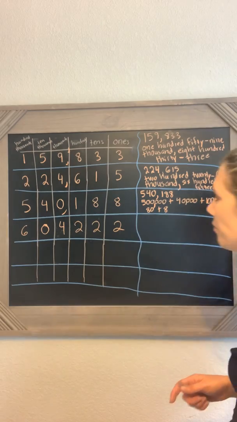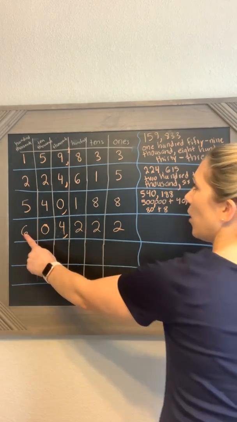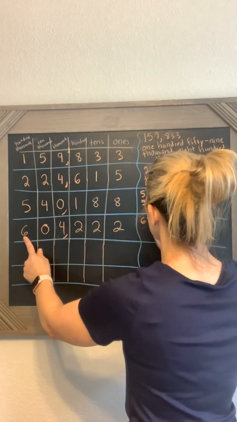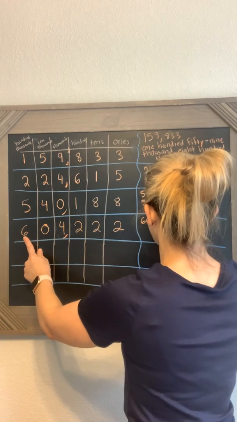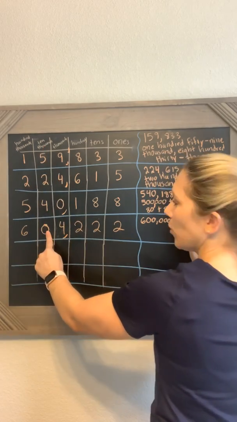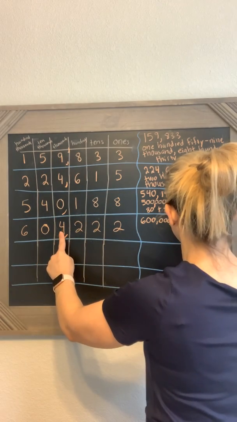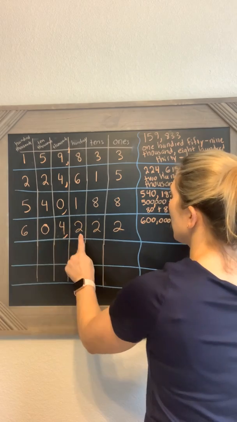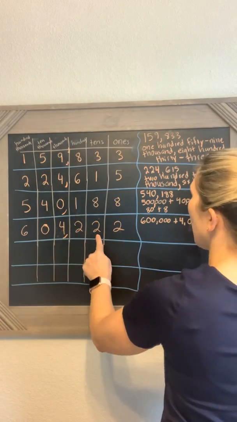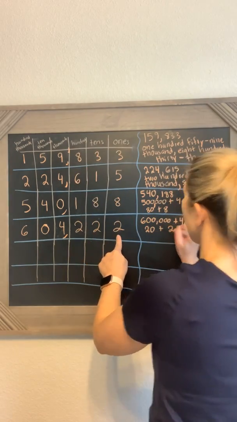And for this one, we're gonna do expanded form again. So I know I have a 6 in my 100,000s, so I need to write 600,000 plus, I have 0 10,000s, so I don't need to write anything. I have 4,000s plus 200s plus, I have 2 tens, which is 20, plus 2.